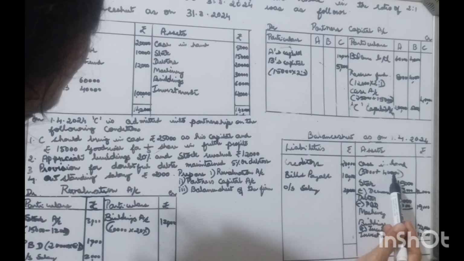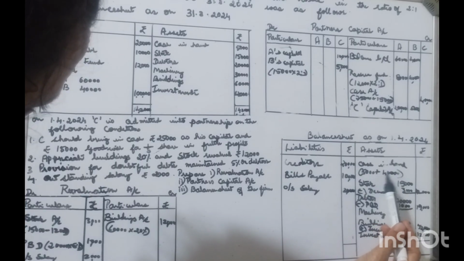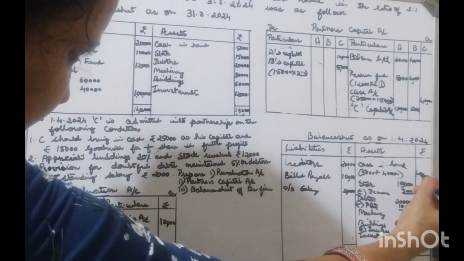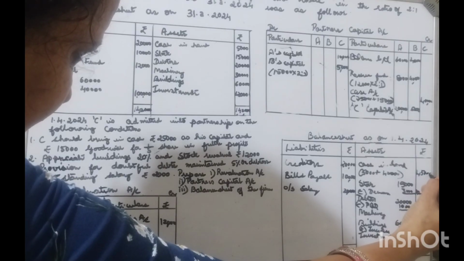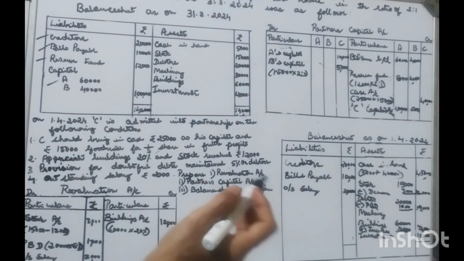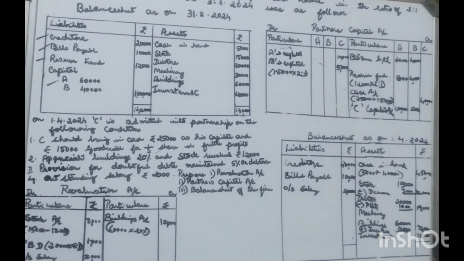Goodwill is one of the intangible assets, so both have to be considered under the asset side. And what is the total amount that appears under the amount column? Next, this goodwill amount has to be compensated, distributed among the old partners.